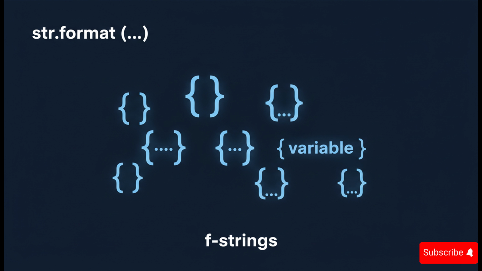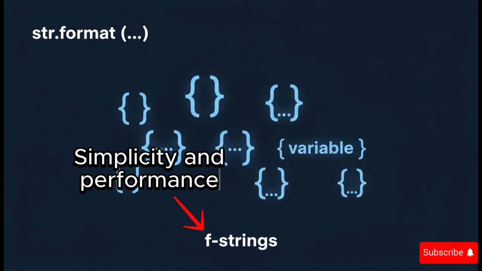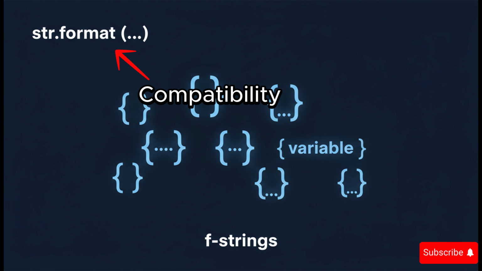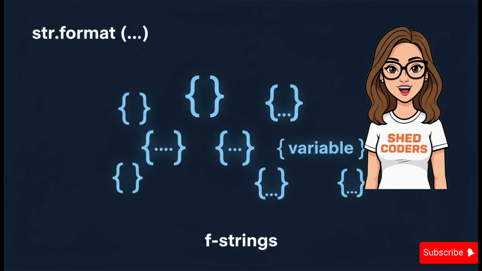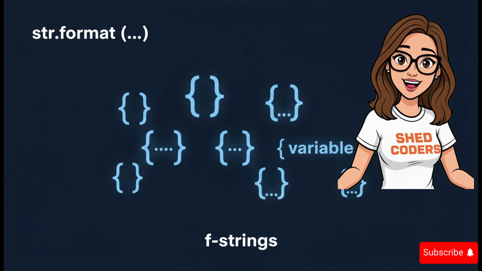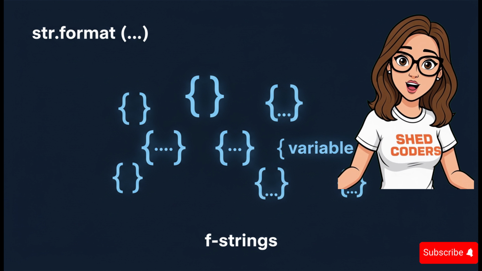Understanding how to format strings effectively is a vital skill in Python programming. Both string format and f-strings offer powerful ways to create dynamic strings, but they cater to different needs and preferences. F-strings are generally preferred for their simplicity and performance, while string format is useful for compatibility with older Python versions. As you continue learning Python, practice using both methods to become comfortable with string formatting, ensuring your code remains clean, readable, and efficient.